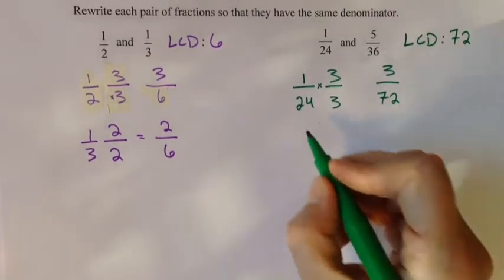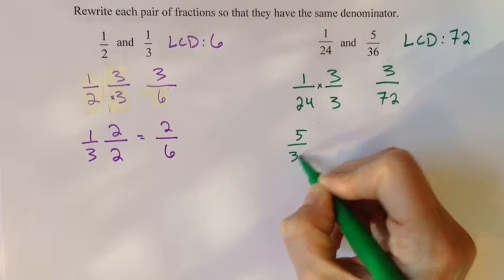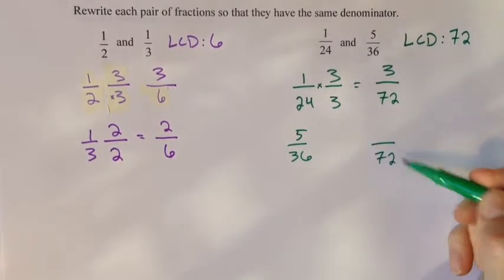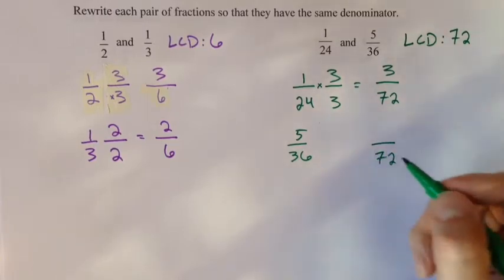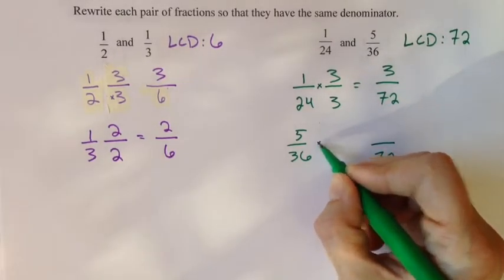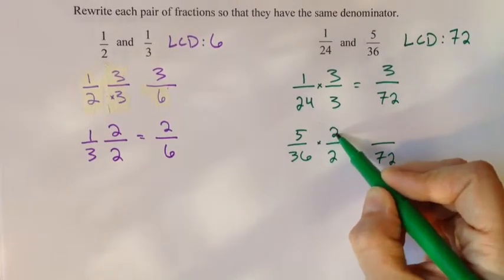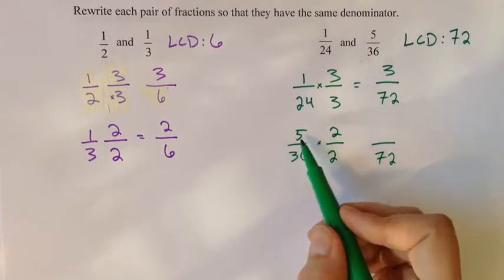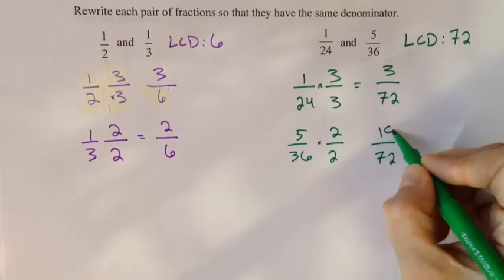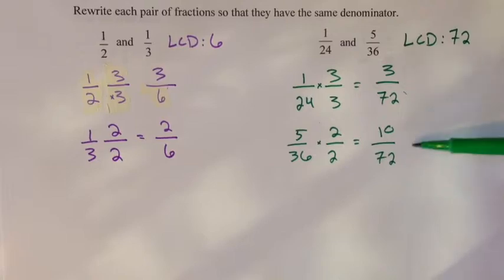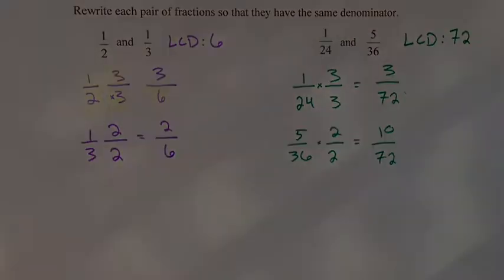Now let's do our 5/36. I write down my 5/36. Off to the side, I know that I'm aiming for a denominator of 72, and I've figured out that 36 multiplied by 2 will give me 72. But whatever I do to the bottom, I have to do to the top. Now I've got 5 times 2 is 10, 36 times 2 is 72. So here are my two new fractions with the same denominators.